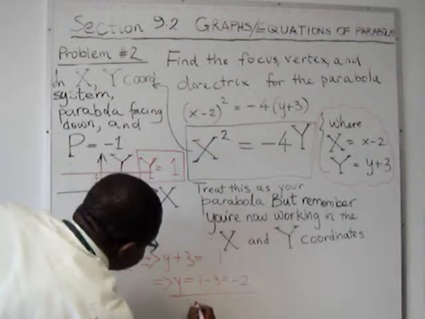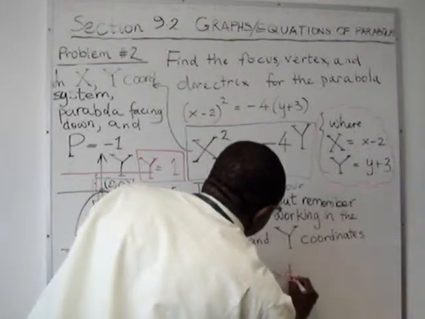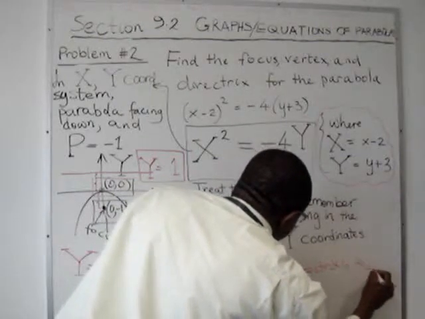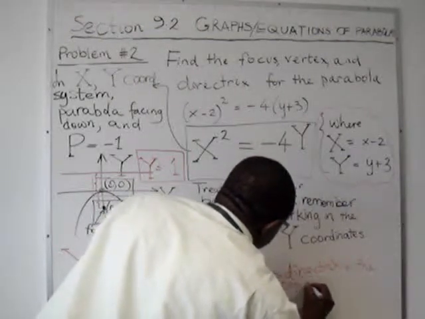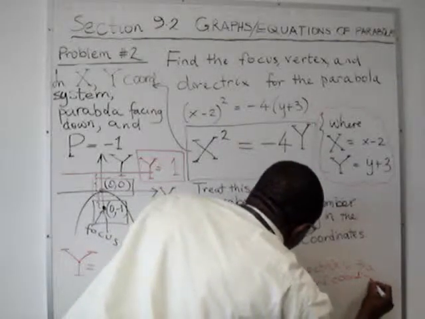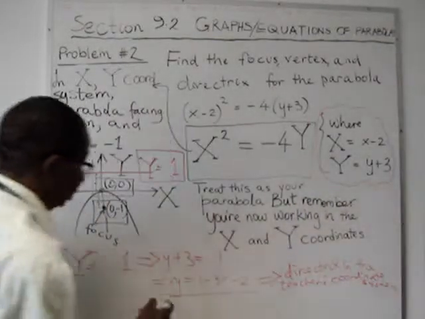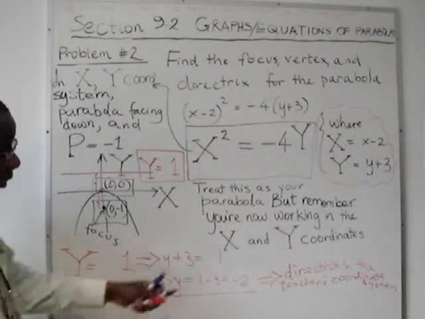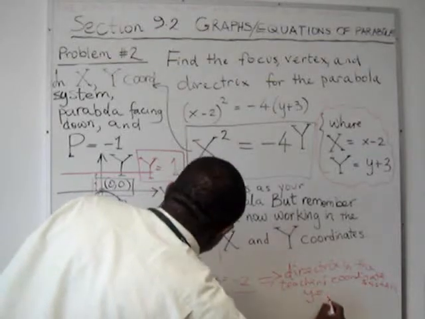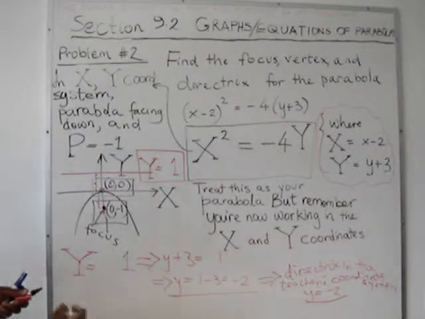So this is your directrix in the teacher's coordinate system: y equals minus 2. Because you have to give it back to her in the system she started with initially in the question. So the answer is y equals minus 2. I hope that's right if I haven't made any mistakes.